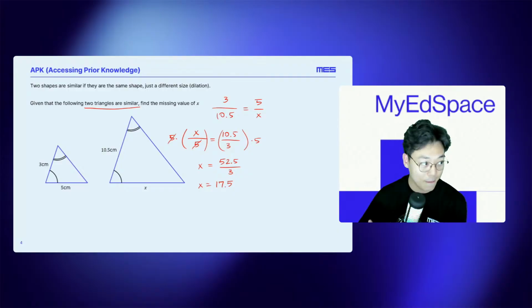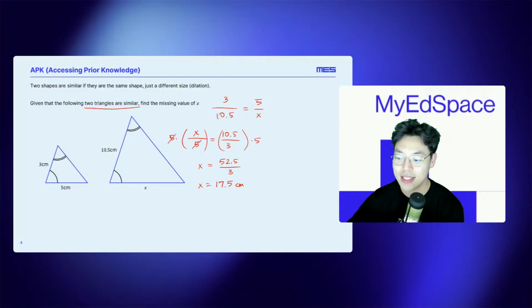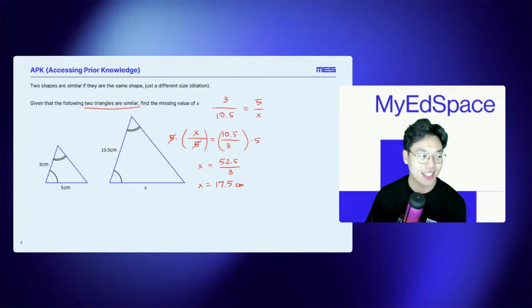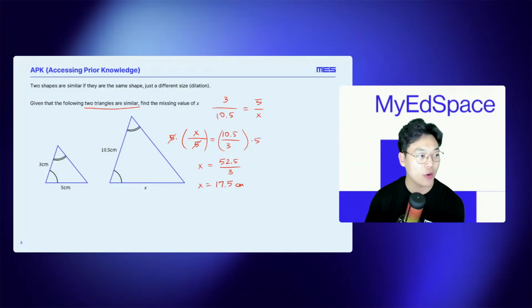Now, we're not done. Whenever we are looking for missing or unknown values, we always have to make sure we're using the units of measure that we're given, which in this case is centimeters. Awesome. So x is equal to 17.5 centimeters. If you miss out on that centimeters piece, you wouldn't get full credit for this question. So please keep that in mind.